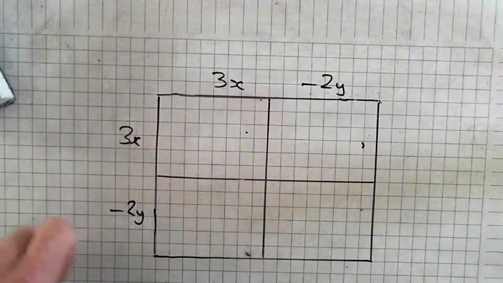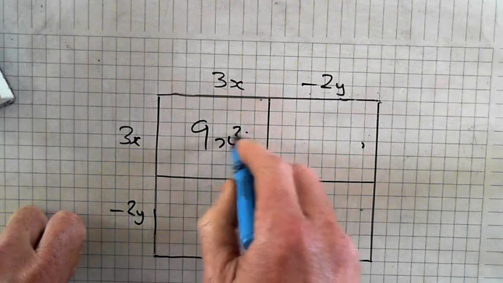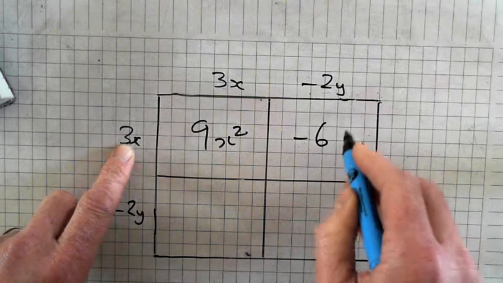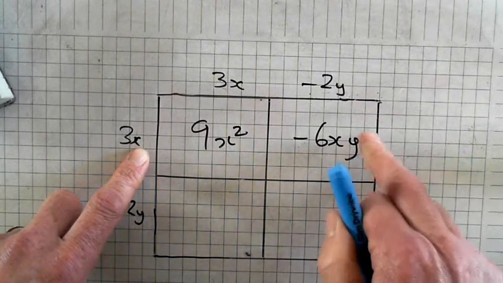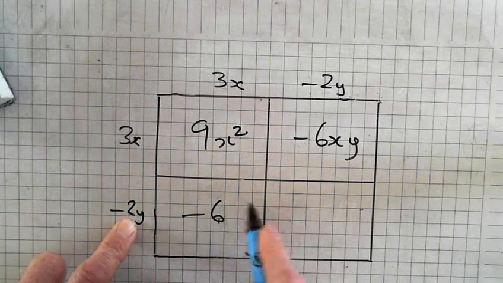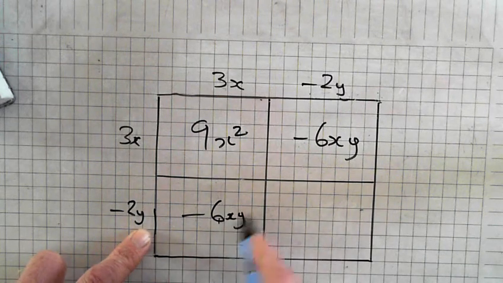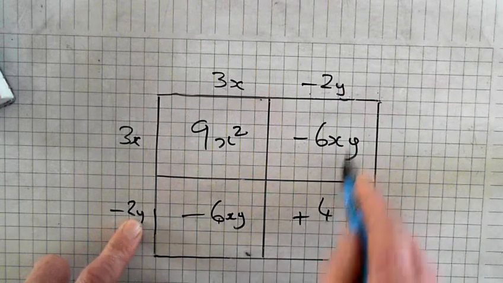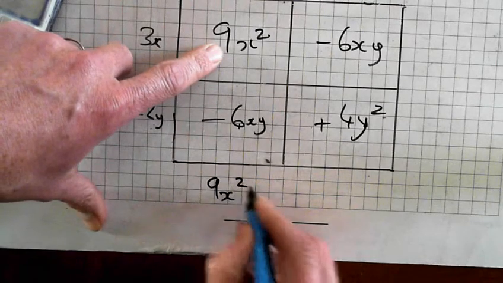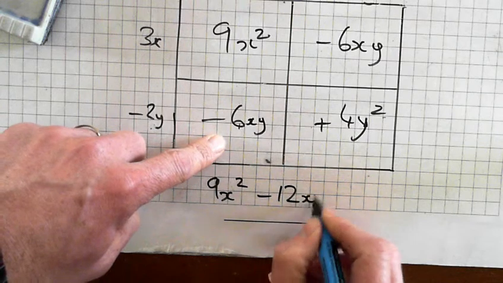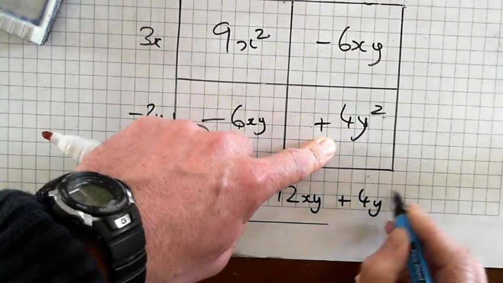So 3x times 3x is 9x squared. So x times x is x squared. 3 times minus 2y, plus times a minus is a minus. 3 times 2 is 6. X times y, xy. Minus times a plus, minus. 2 times 3 is 6. X times y, xy. Minus times a minus is a plus. 2 times 2 is 4. Y times y is y squared. Now we've got 9x squared minus 6xy minus 6xy on a number line. Minus 6 minus 12xy plus 4y squared.